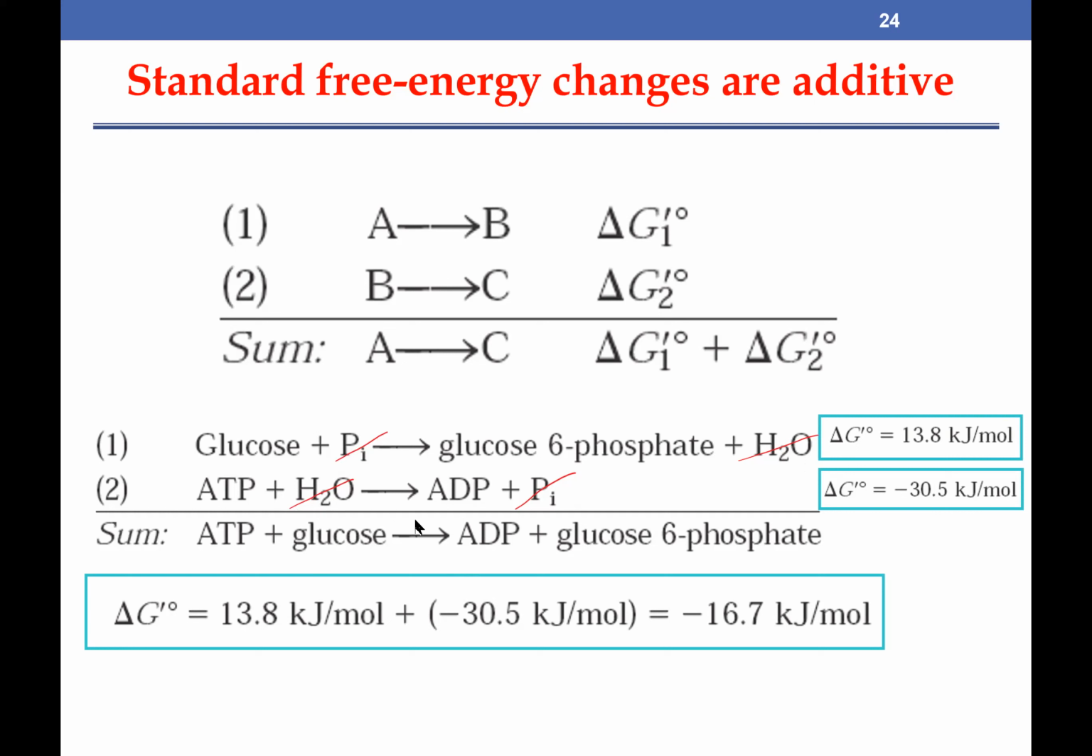So after getting rid of the stuff that are redundant, I can add up the two equations to say that ATP and glucose is going to give me ADP and glucose 6-phosphate. And to find the standard delta G of the overall equation, I'll just add them. So 13.8 plus negative 30.5, and then I'll just find the answer. I hope that makes sense.